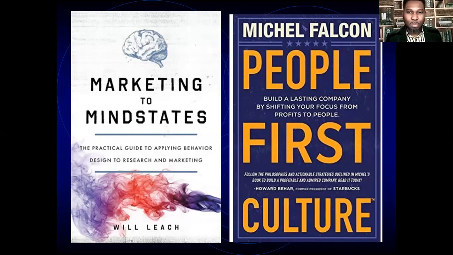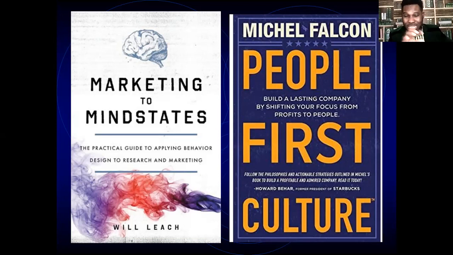Now, let's take an example of this book, People First Culture. Now, this book has an obscure title. I don't know what the author means by People First Culture, right? So I have a subtitle that says, Build a Lasting Company by Shifting Your Focus from Profit to People. So the subtitle now explains what the book is about. The book is saying that I should focus more on people instead of on profit.